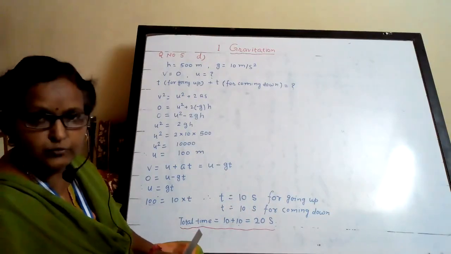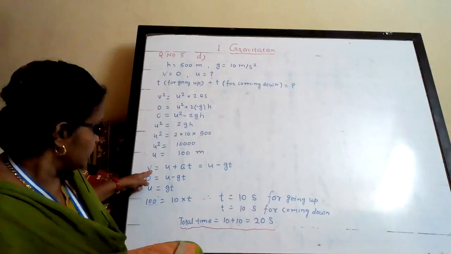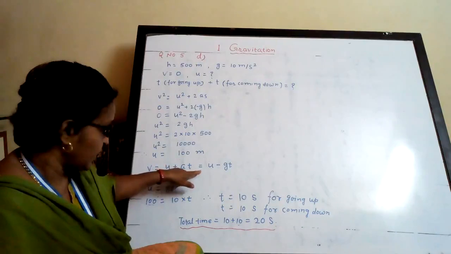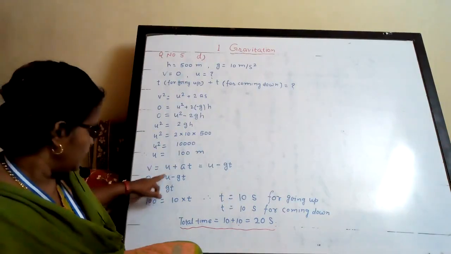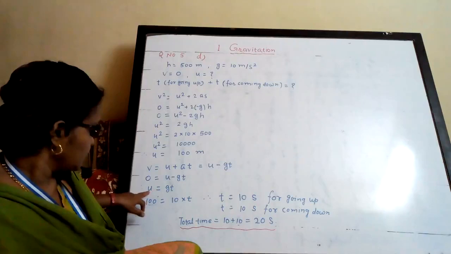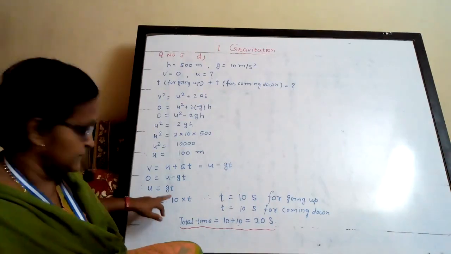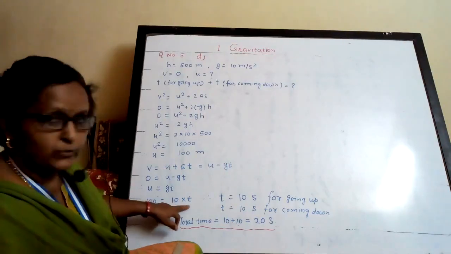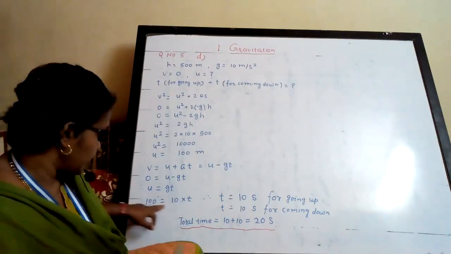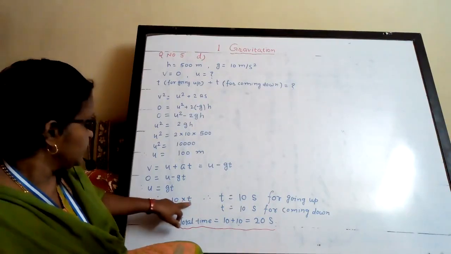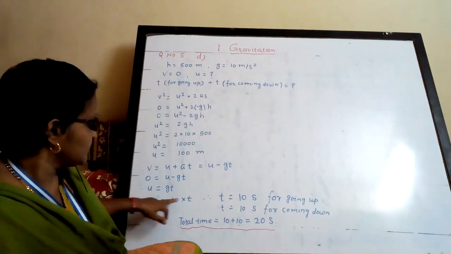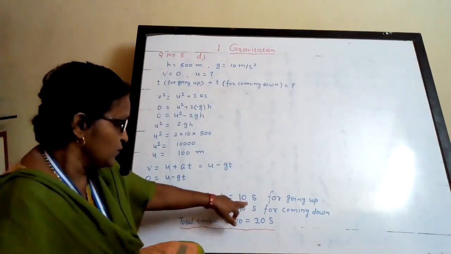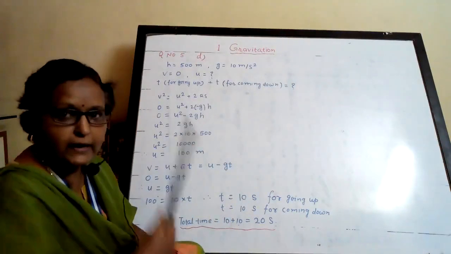Then what is asked? We have to calculate the time. v is equal to u plus at, the first equation. That gives the time. So v is 0, u minus gt. So u is equal to gt. u you have calculated here, 100. t you have to calculate. g is given 10. 100 is equal to 10 into t. So t is equal to 100 divided by 10, that is 10. So t is equal to 10 seconds for going up.